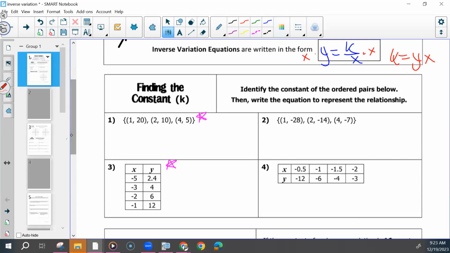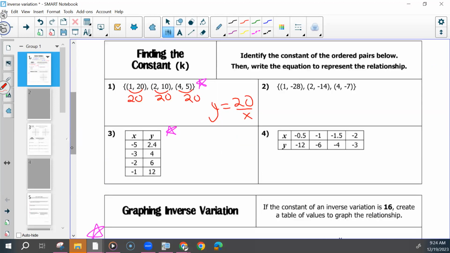So same thing, if we have a constant k that is the same for all of these, when we multiply, then that is our constant k, it is inverse. So if I were to multiply 1 and 20, 2 and 10, and 4 and 5 together, do we get the same number for each one? What is that number? 20. So because it is the same for each, we have a constant k, and we would write that y equals 20 over x. Questions on that one?